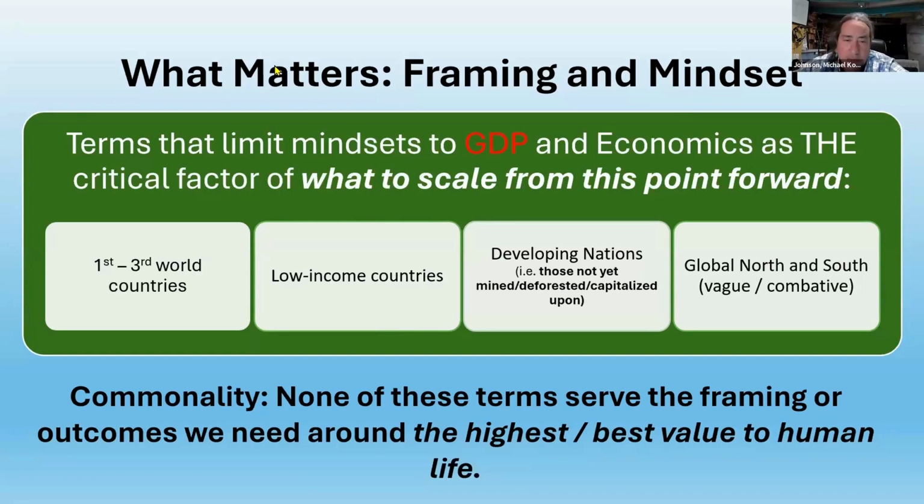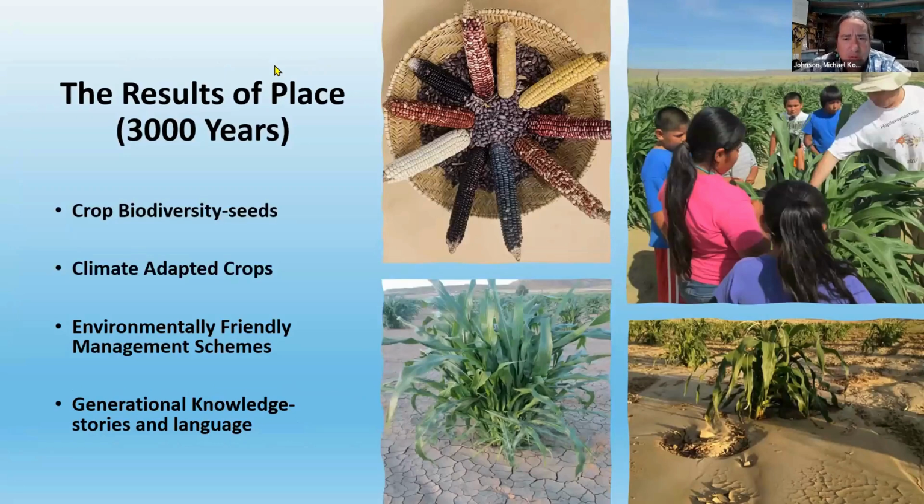But there's more than that. So, what is the result of place for 3,000 years? For 3,000 years, we've been living in this location. First of all, it's the crop biodiversity of our seeds. All of our seeds are not a monocrop. Even our corn doesn't all grow the same height. They don't all produce the same amount of ears, much less the same color. They're very diverse, and that goes with our squash and our melons and everything else. And because of that, they're able to adapt to the climate.